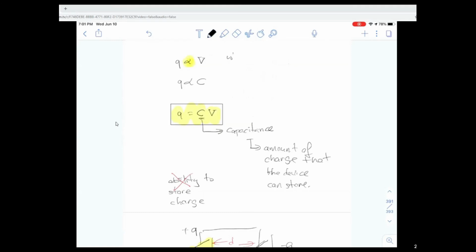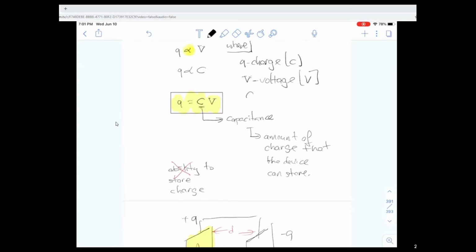Okay, so what do we have? Q is the net charge. This is the amount of charge that you can store. It's going to be in terms of coulombs. V is the voltage supplied by the battery. It's going to be in terms of volts. And C, okay, guys, notice that's what C is. C is going to be Q over V, right? Q is going to be in terms of coulombs, and V is going to be in terms of volts. So this is going to be coulombs per volt that you're looking at.